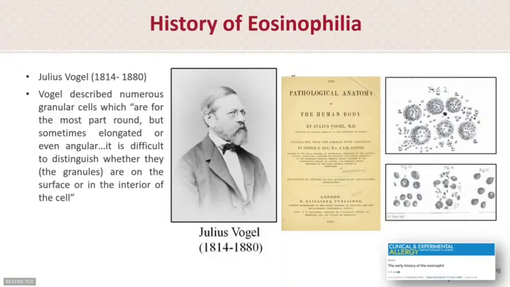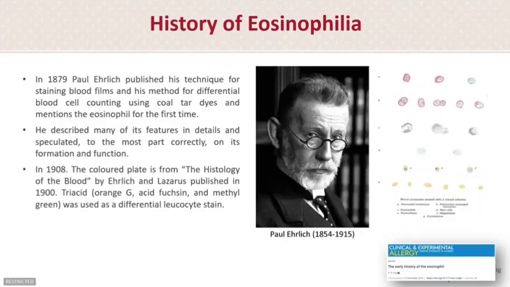The history of eosinophils traces back to when Julius Vogel first described these numerous granule cells, which are for the most part round but sometimes elongated or even angular. It is difficult to distinguish whether these granules are on the surface or in the interior of the cell. This was published in his book, The Human Body, in 1847.